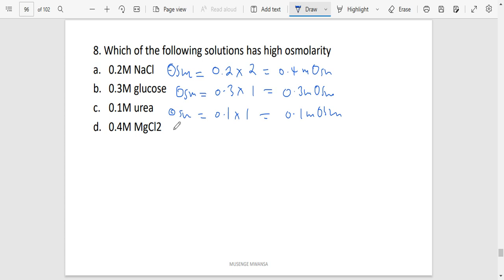I'm expressing in milliosmol because these are biologically active substances. And then the osmoles for this one, we're going to say 0.4 multiplied by magnesium chloride dissociating. We're going to have 1 magnesium, 2 chlorides, that is 3. So that is 0.4 multiplied by 3, and that is going to be 1.2 milliosmol. Because we want osmolarity, of course, we know it should be in milliosmol per liter. We are not given the liter, so we should consider this as in the same volume, meaning all divided by 1 liter. So the highest is this one.